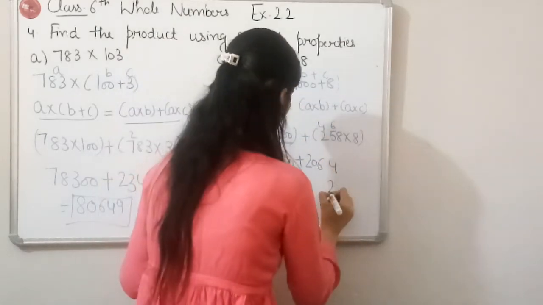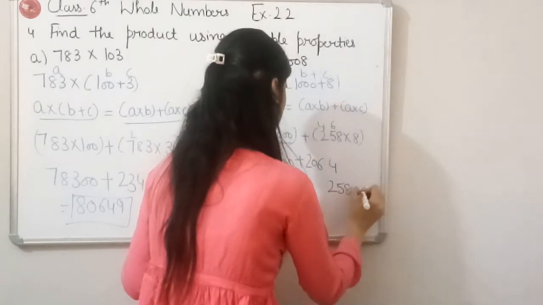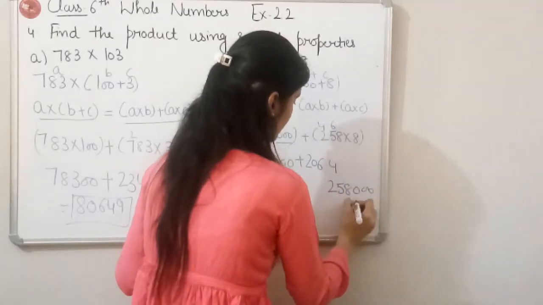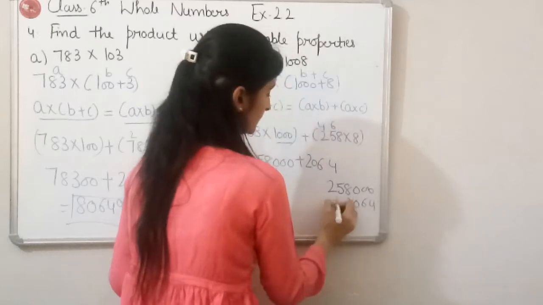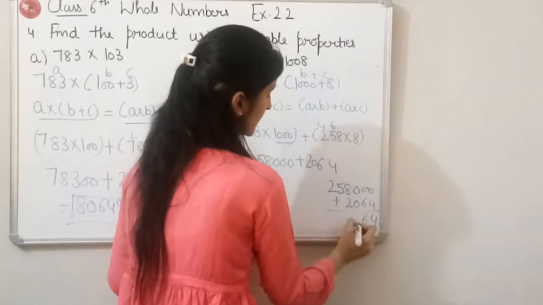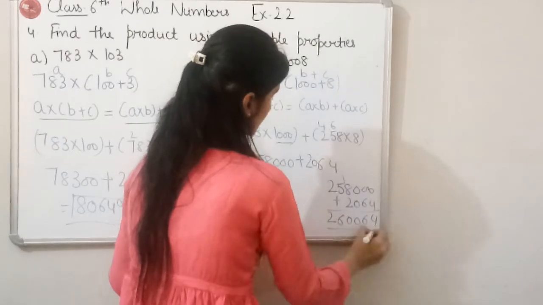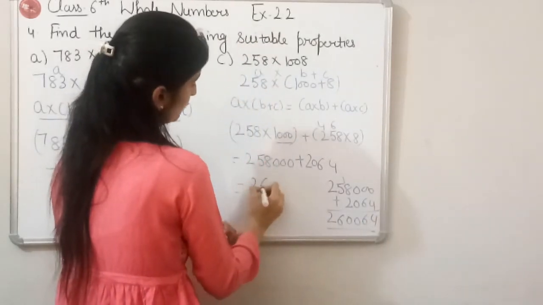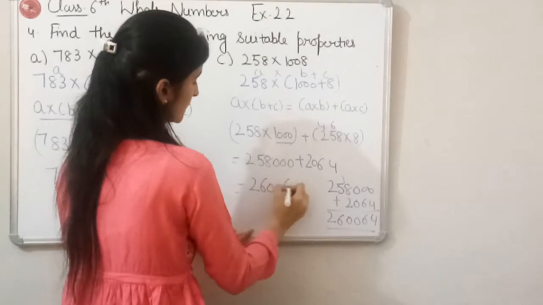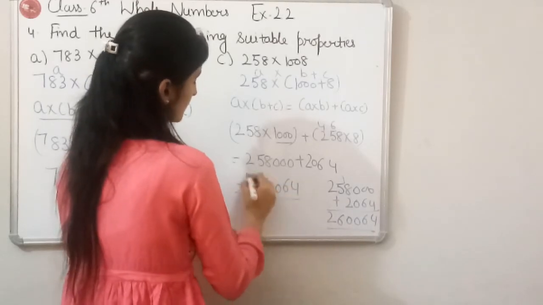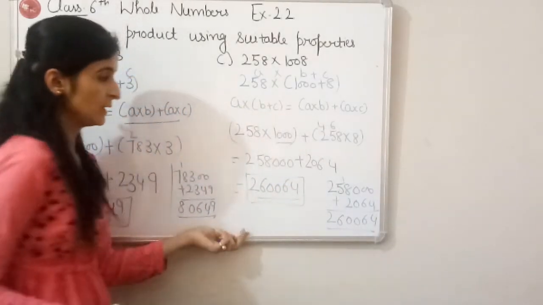Now we can add them. 2064. 4, 6, 0, 8 and 2, 10, 5 and 1, 6. So that will be equal to 260,064. So this will be our answer.